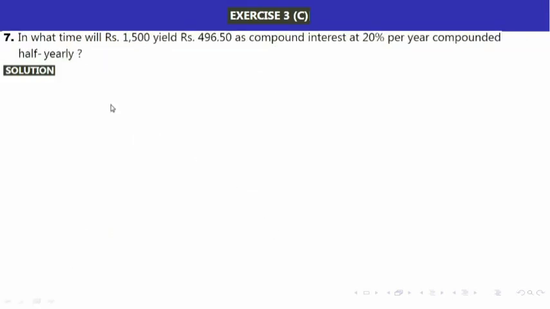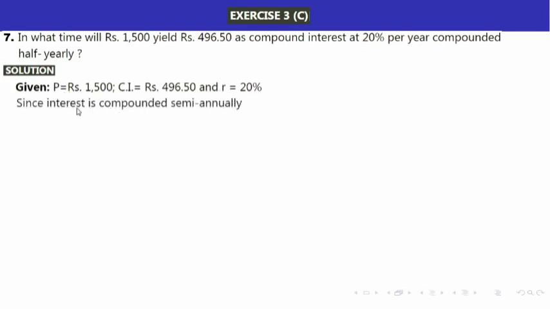Let's have another question. Question number 7. In what time will rupees 1,500 yield rupees 496.50 as compound interest at 20% per year, compounded half yearly? So given is this data. Since interest is compounded half yearly, your formula becomes this much, like the earlier one: amount minus principal. Let's put in the values now.